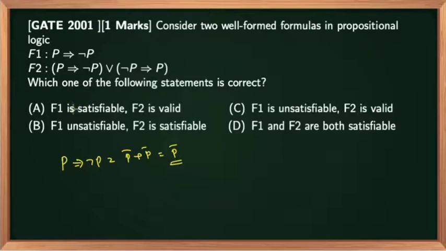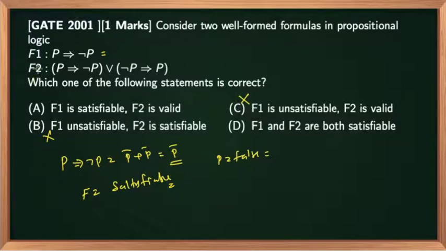Okay. So basically the statement F1 is satisfiable, but not a tautology, right? Because that is evaluating to P bar. So if P is equal to false, then this statement will be true. If P is equal to true, then this statement will be false. So there exists at least one truth assignment for which this expression is true. So we call that satisfiable. So we know that F1 is satisfiable. So choice B is wrong. Choice C is also wrong.